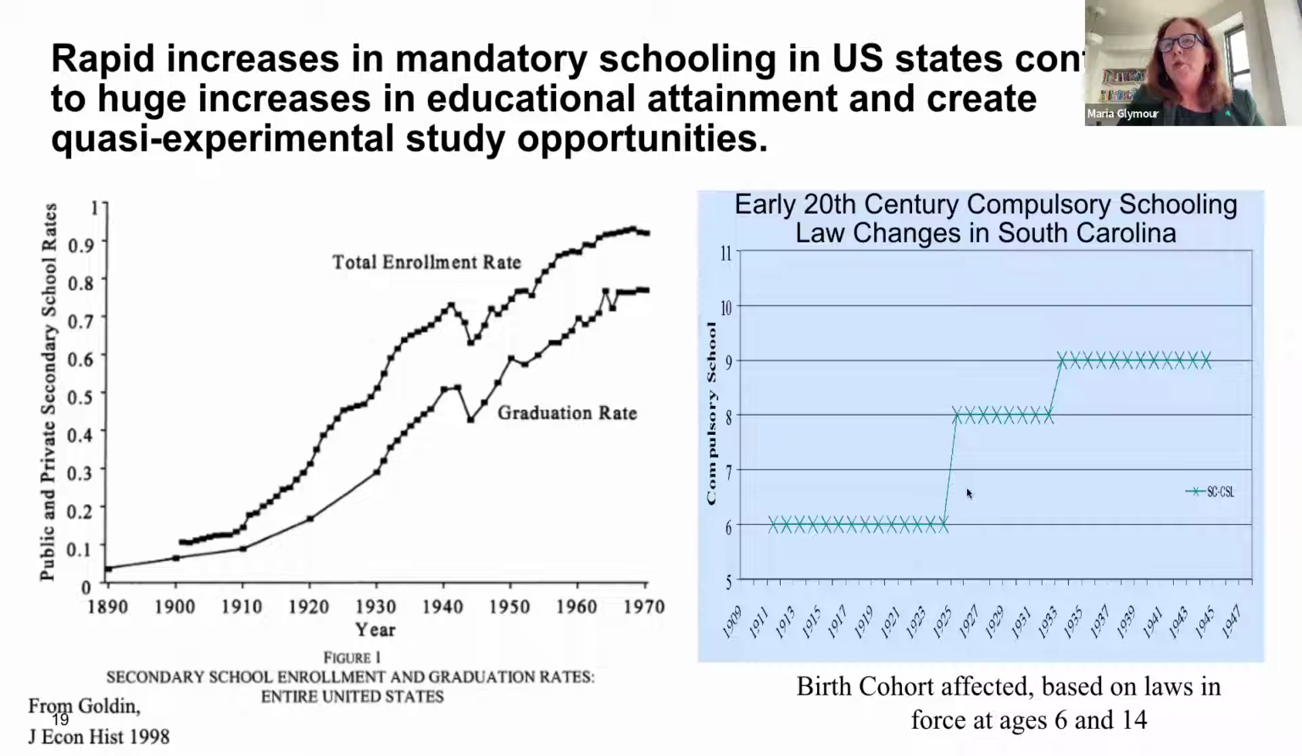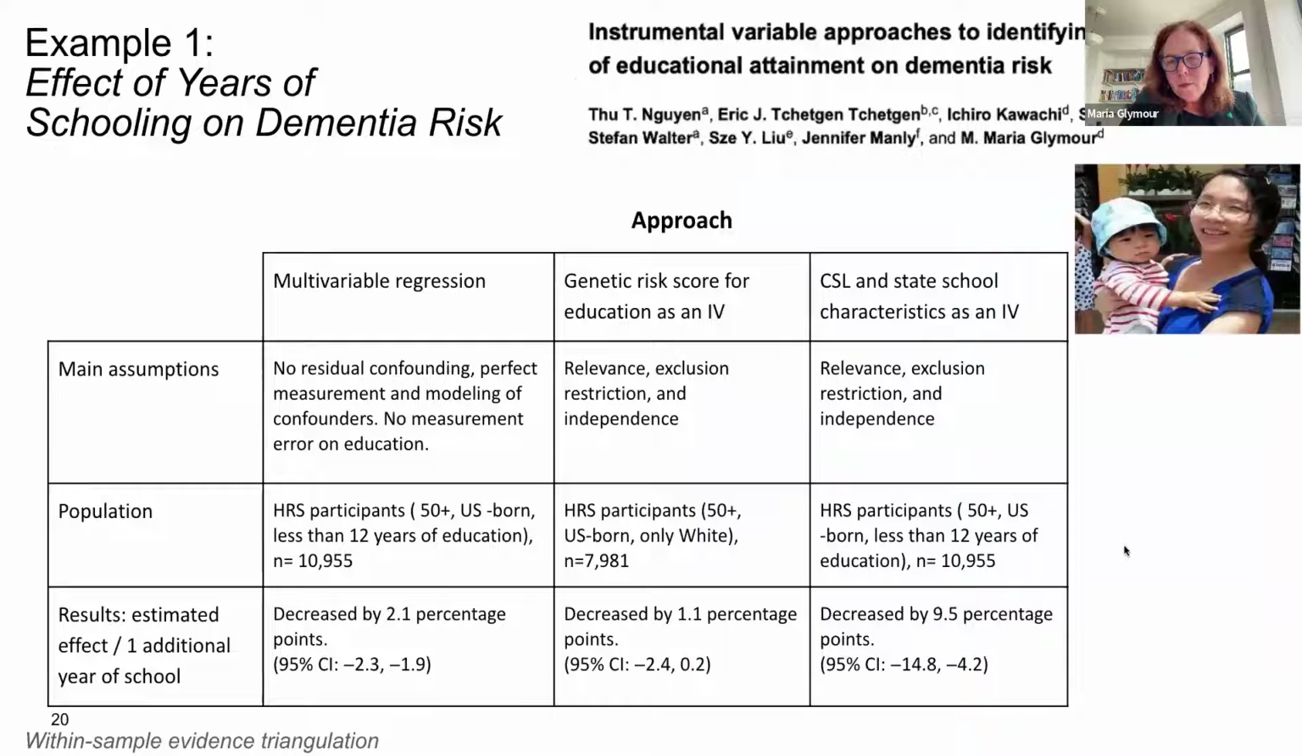This is a plot just for the state of South Carolina, where you can see for birth cohorts born in 1925, they were only required to complete 6 years of school, but children born in 1926 would have had to go to 8 years of school. And then in 1934, they moved it up to 9 years of school. So you can see these really create quasi-experimental opportunities.